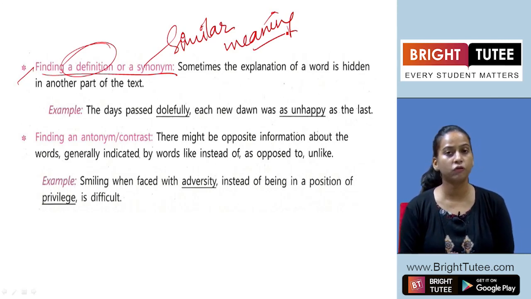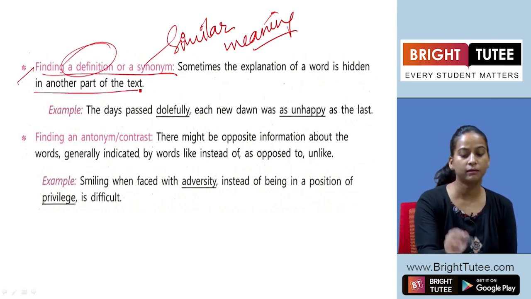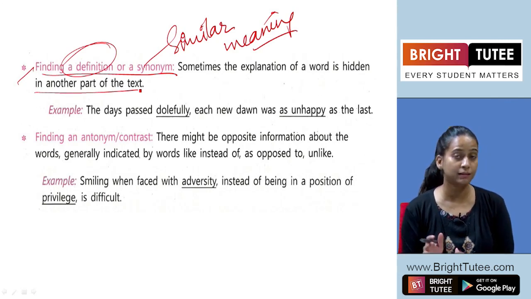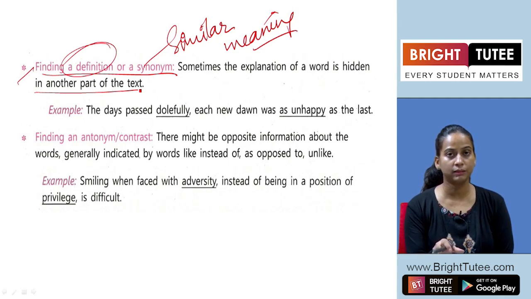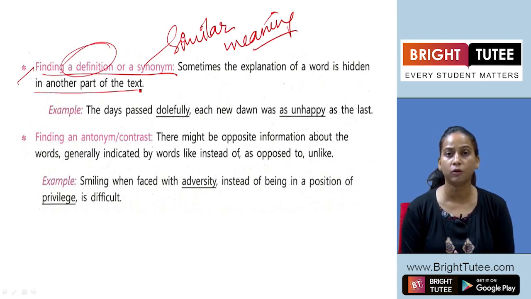Sometimes the explanation of the word is hidden in another part of the text, and this is also the case. It happens that if a particular word is given here, the meaning of that is given in the next line or the previous line. So we have to follow that strategy to understand the meaning of the given words.